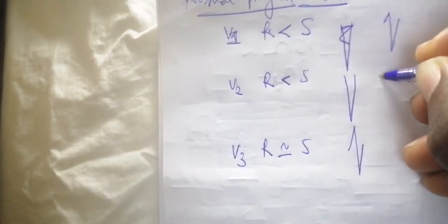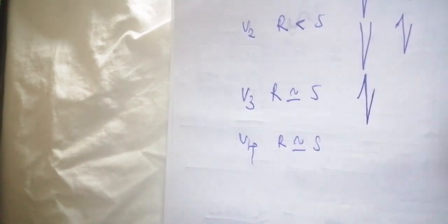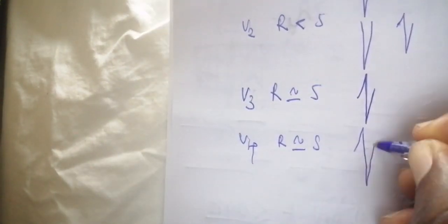The next point is that on V3, the R wave is approximately equal to the S wave. It means that you have something like this. Is it clear? So on V1, you have something like this. On V2, you have something like this. When you go down to V3, the R wave and the S wave are approximately equal. In V4, similarly, the R wave and the S wave components are approximately equal.